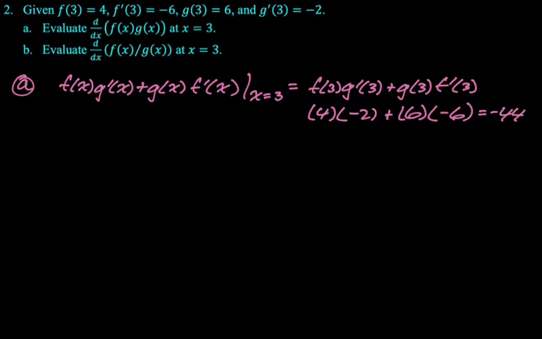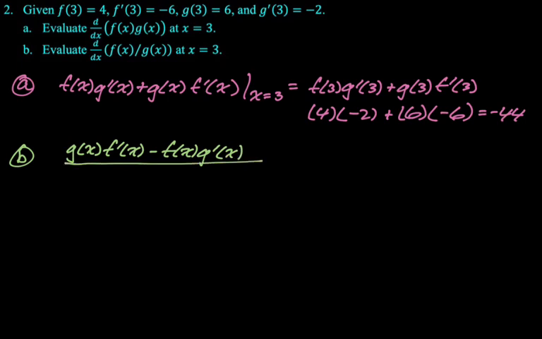All right. For b, we need to find the derivative of f over g. So this is a quotient, so we're going to use the quotient rule, and it's a direct application of the quotient rule. So it's going to be bottom, g, derivative of the top, f prime, minus top, which is f, derivative of the bottom, g prime, all over the bottom squared, so g squared.